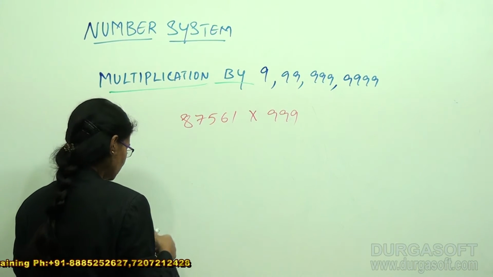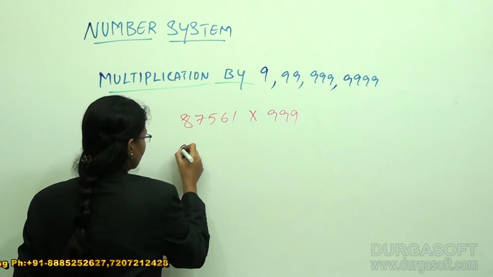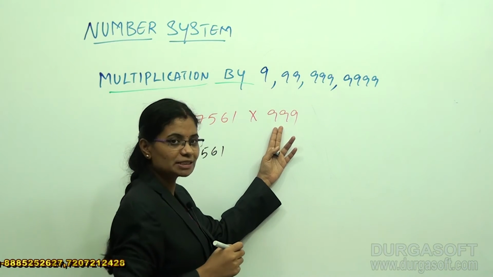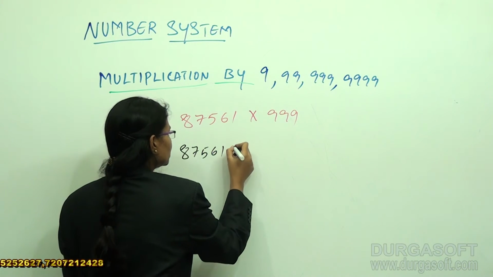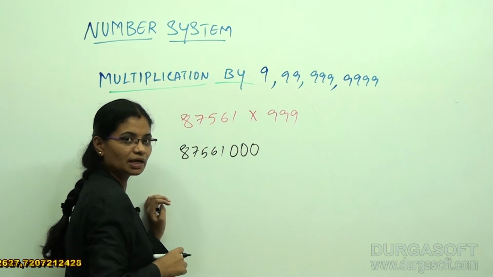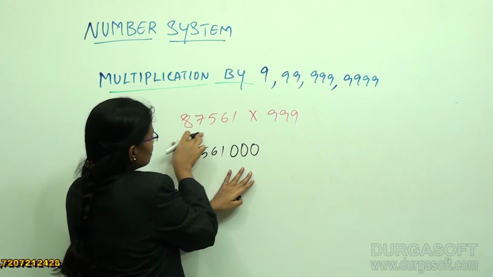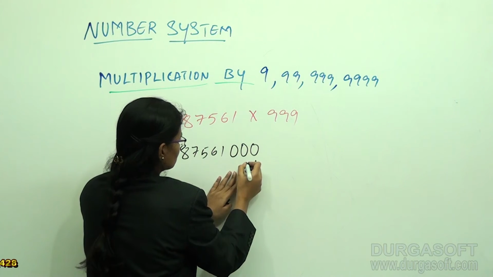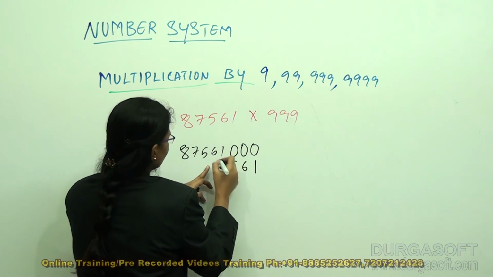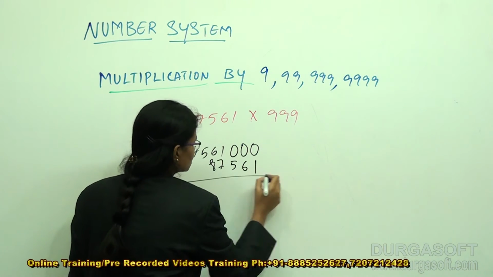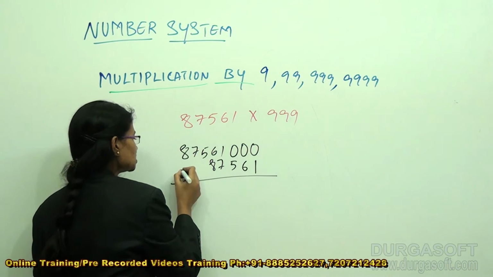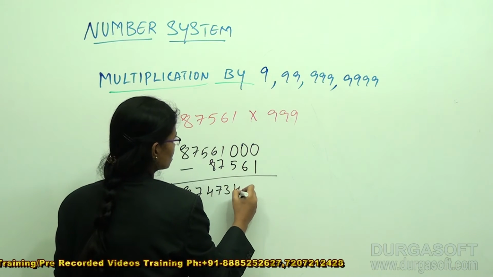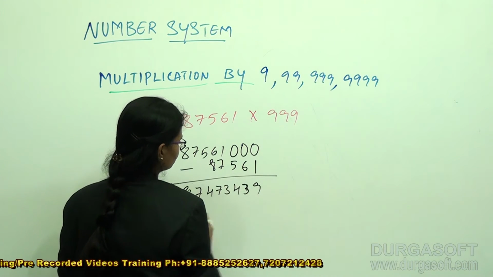If you arrange them in this way, 87561. As we have 3 nines here, that means 999, so just write 3 zeros here. And just below this, write this number as it is from right to left. That means 1, 6, 5, 7, 8. After arranging in this way, subtract this number, and you will get 87473439.